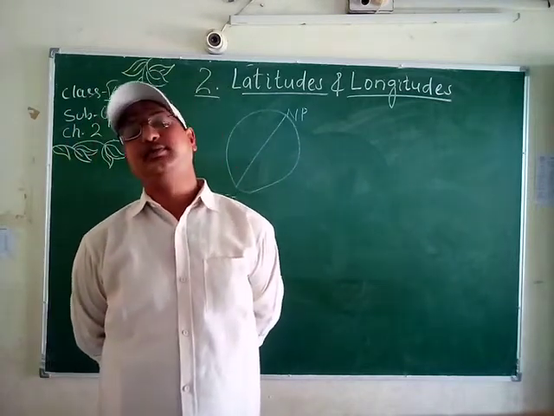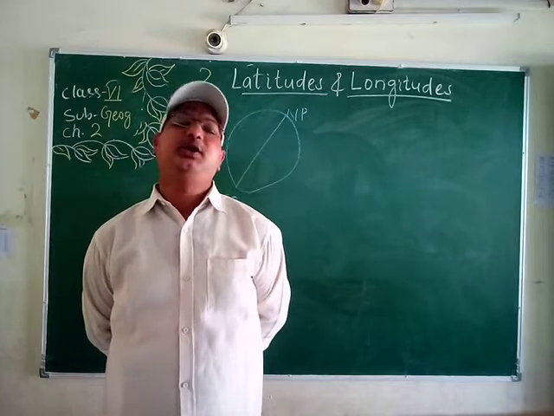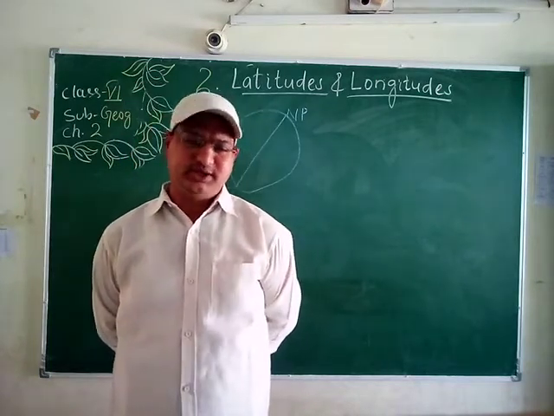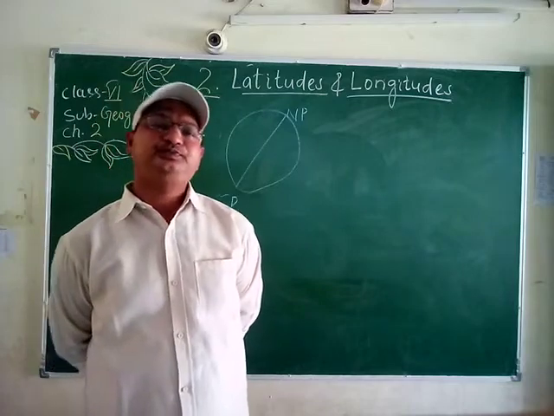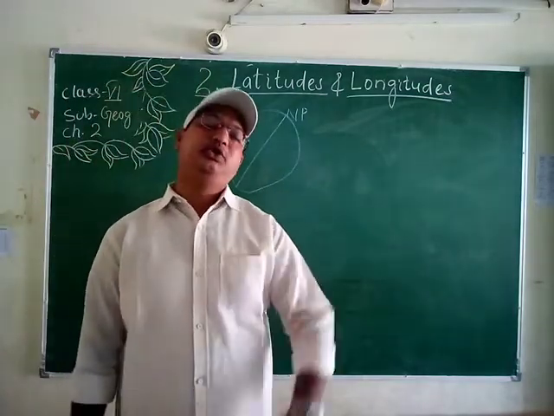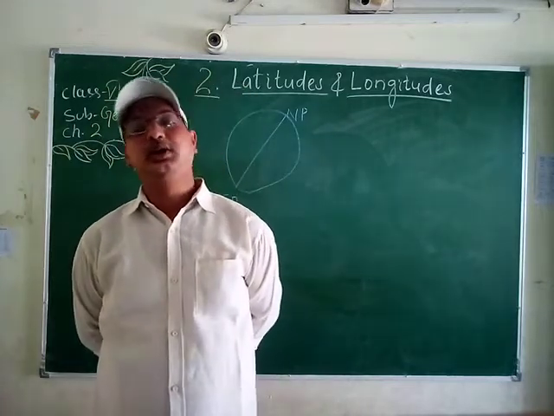It is inclined at a fixed angle of 66.5 degrees. We'll read about it in the next few minutes. So, it is just imaginary, and it connects the North Pole to the South Pole in a globe.